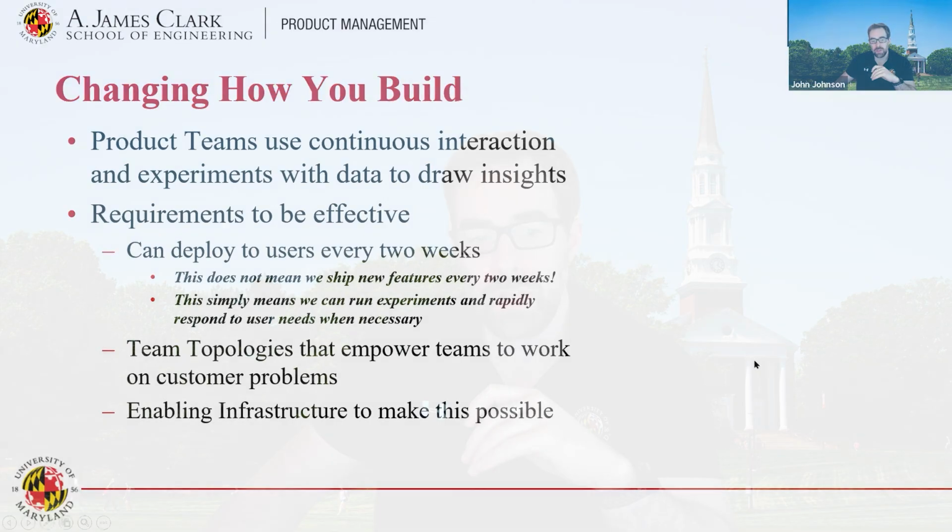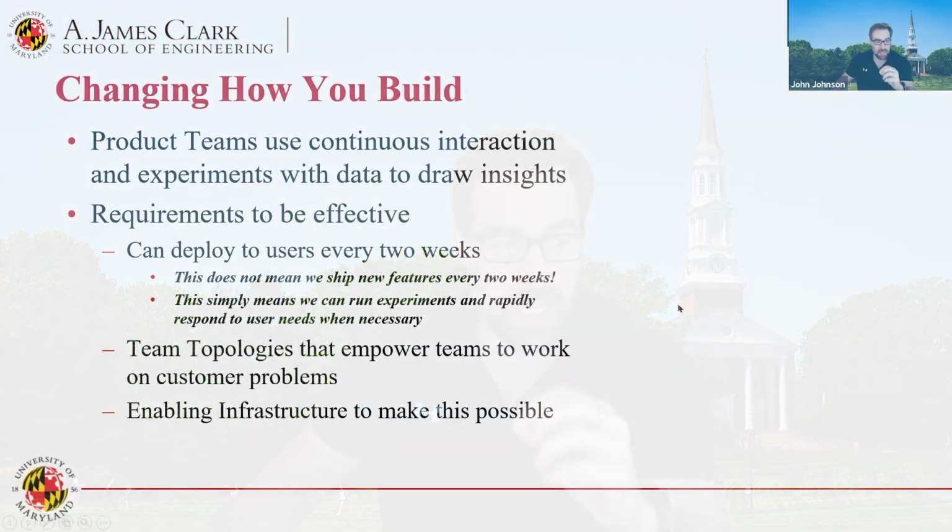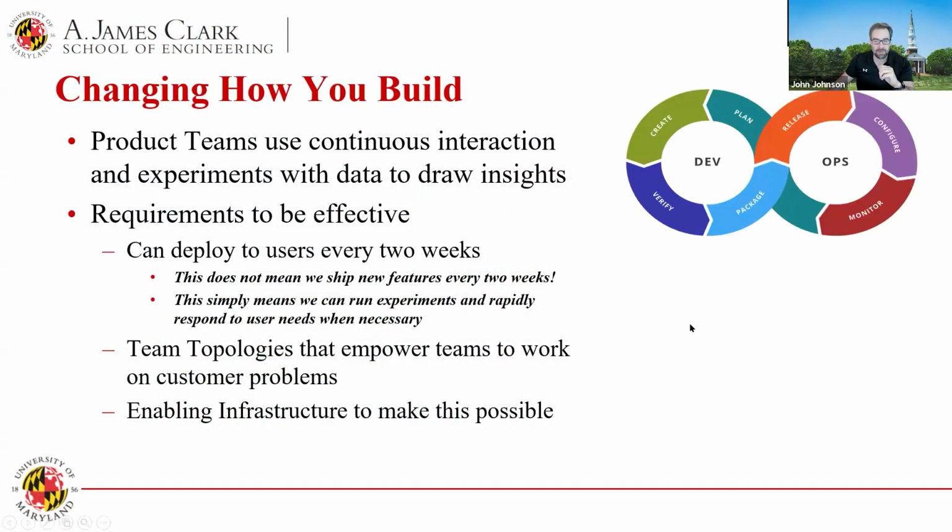To be effective, you need to deploy at least once every 2 weeks into an environment that can be interacted with the customer. Obviously, it takes time to develop those architectures that will allow you to do that if you're not there already. It really is, though, about being able to run experiments. And then with the team topologies in place that empower teams to own their part of the product or products, and the enabling infrastructure, you can actually build in a way and have teams that own problems to solve.